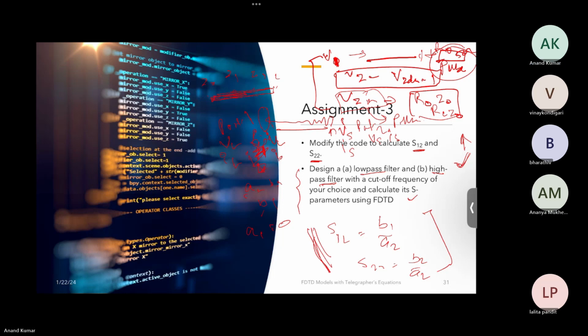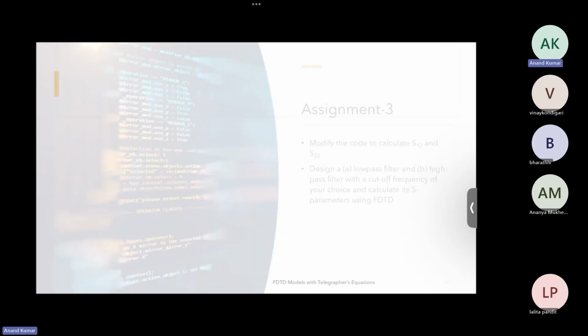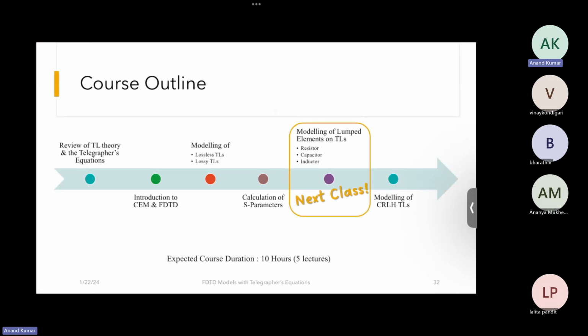Thank you. So I think this was all that we had planned to cover today. It was a pretty small class because in the last class I took a lot of time, so that we have done the calculation of S parameters. Please let me know if you face any trouble with the material that we covered today.